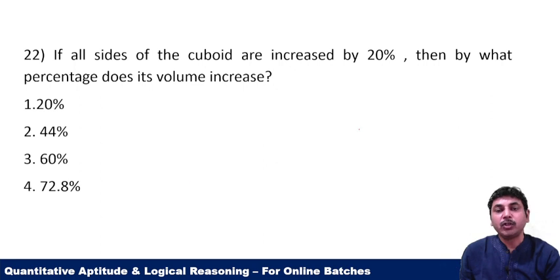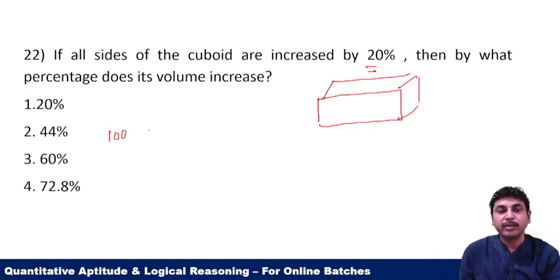If all sides of a cuboid increase by 20%. Now, a cuboid is a figure which has 3 dimensions. Okay, so all are increased. So let us say the first volume was 100. Now, the first side is increased by 20%, that is 100 becomes 120. Then 100 becomes 120, 100 becomes 120.